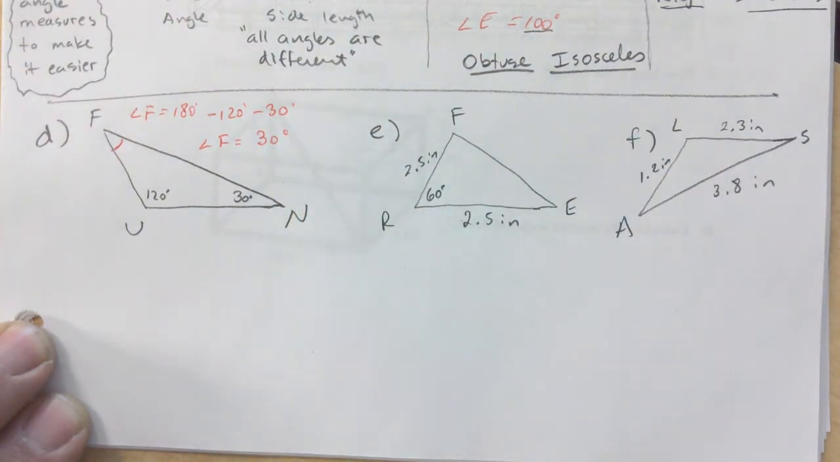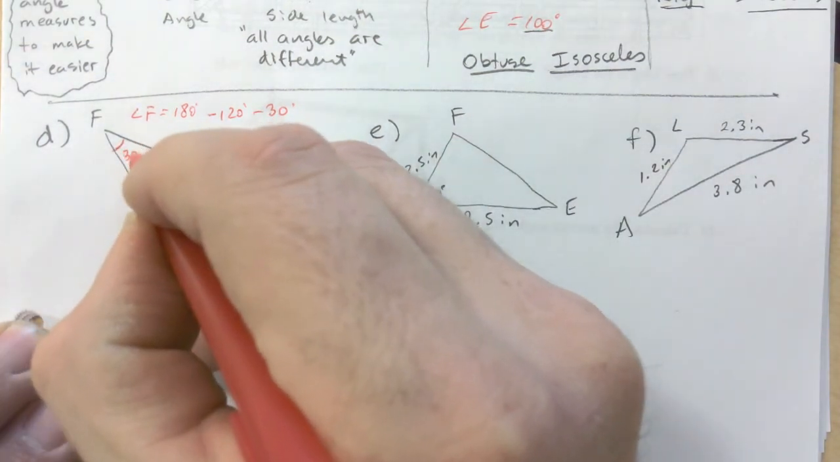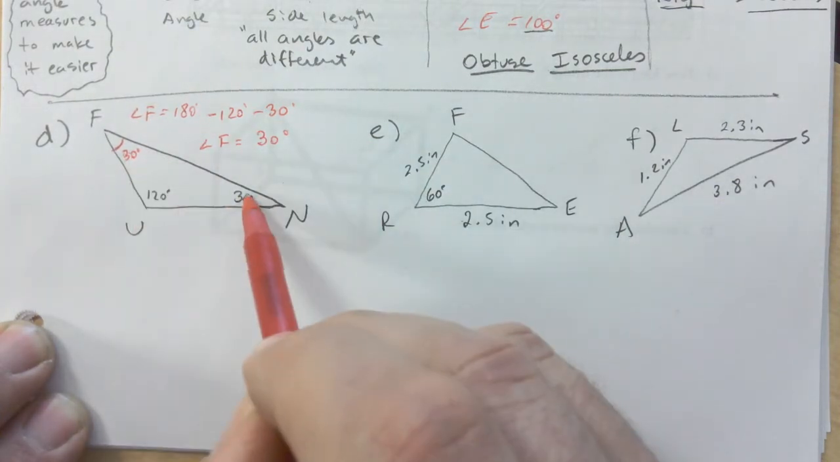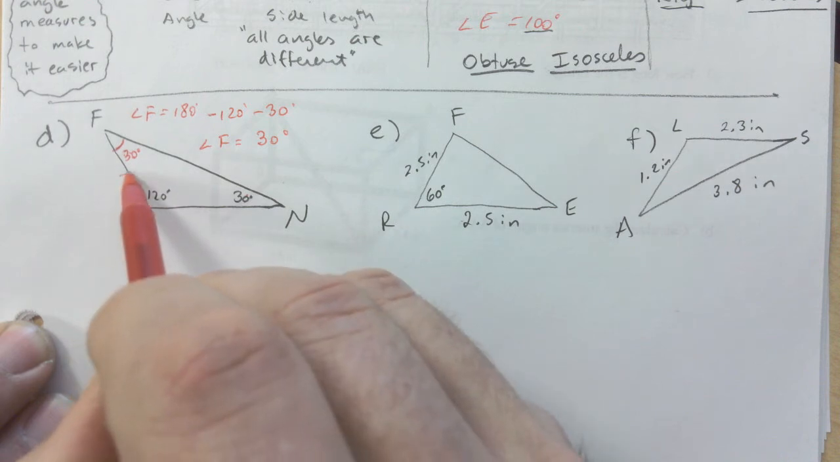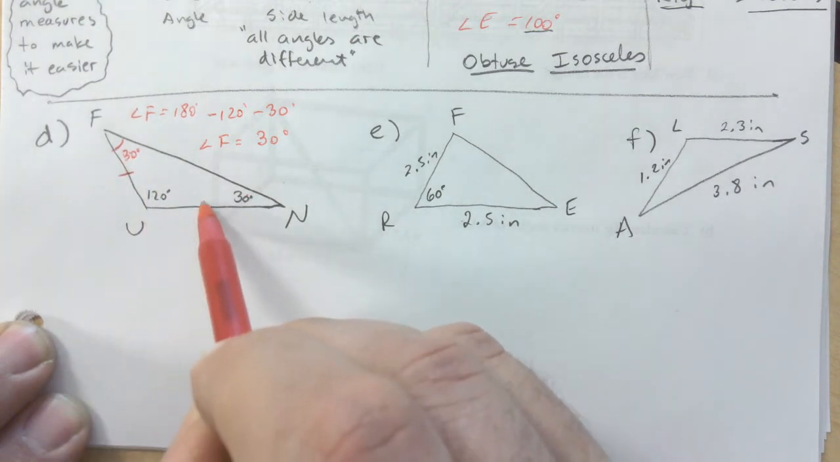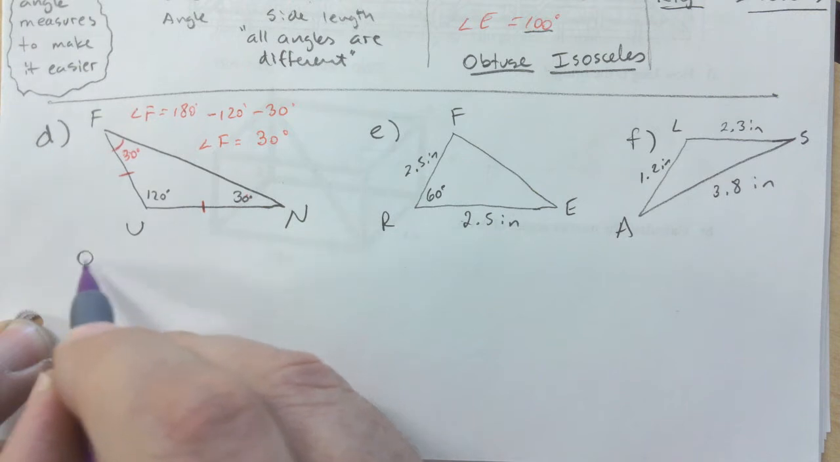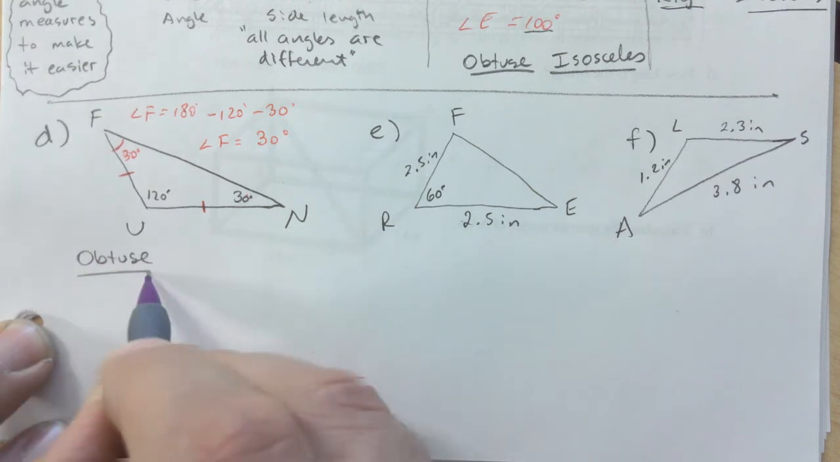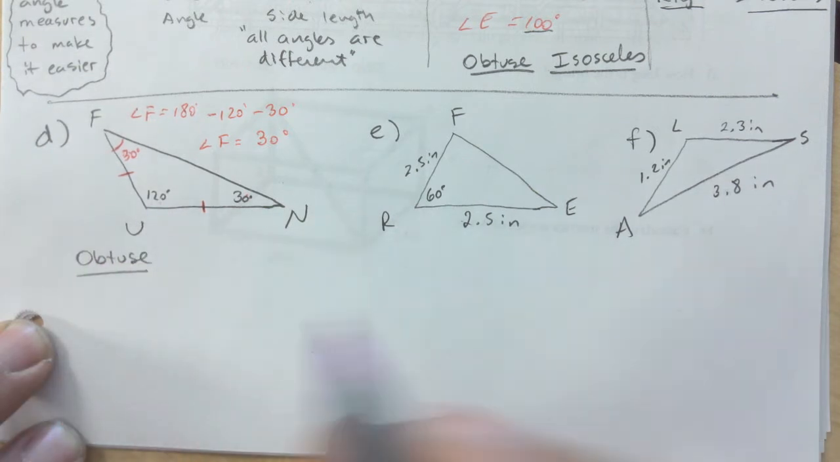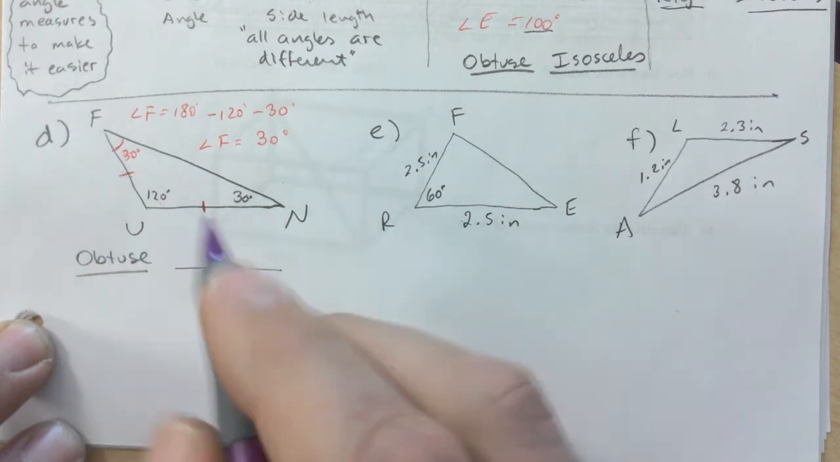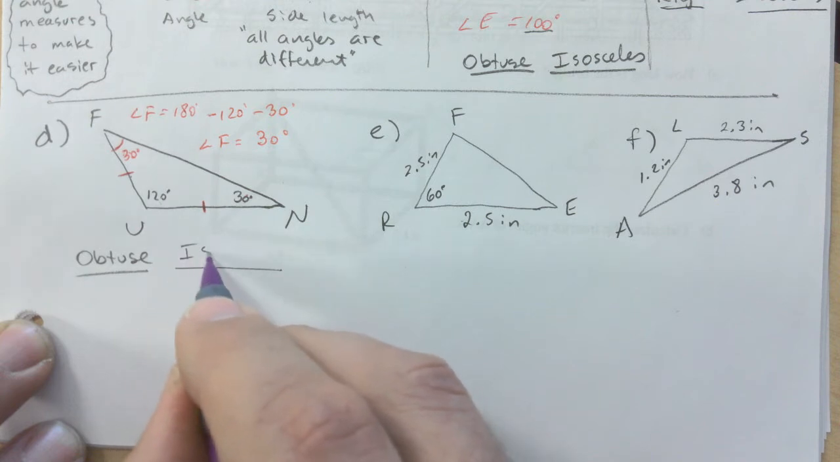Okay, that is something very unique. If you know that these two angles are 30, you know that the sides across those two angles are also going to be equal. So naming it, we know that this is an obtuse. That one was actually fairly simple. As soon as you have an obtuse angle, you know it's obtuse. And we know that these two side lengths are the same, so it's an isosceles.